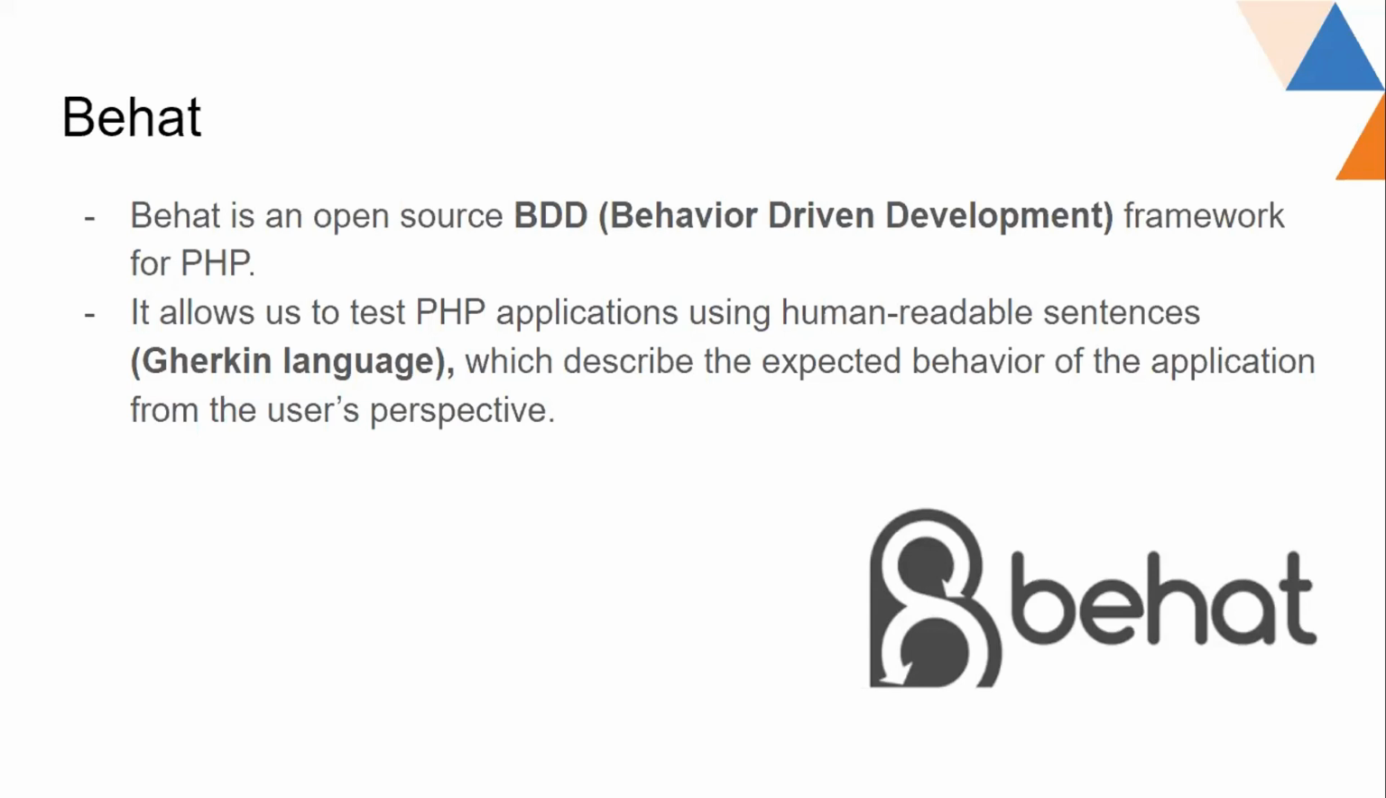Okay. So as I said, on the second part, it says that it allows us to test PHP applications using human readable sentences, that is Gherkin language. So it describes the expected behavior of the application from the user perspective. So as a user, I should see a landing page where all the restaurants are displayed. As a developer, I develop those pages, and as a tester, as a customer, I should see that those restaurants are displayed on the landing page. So this is a testing framework.